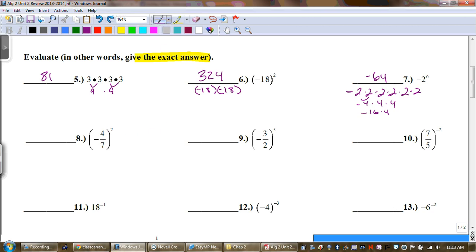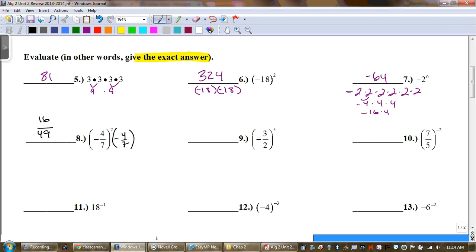All right, number 8. The first thing you want to do is see if you can reduce what's inside. And you can't, okay? So this is pretty much saying negative 4 over 7 times negative 4 over 7. We can multiply straight across. You get 16 over 49. And since you're multiplying it twice, you have 2 negatives, which make it positive.